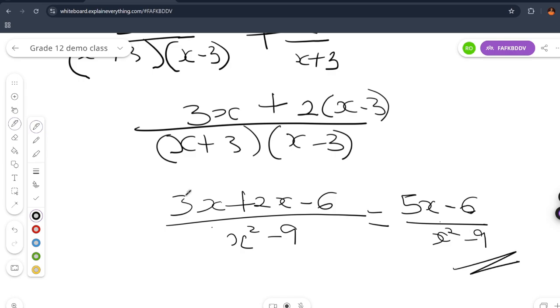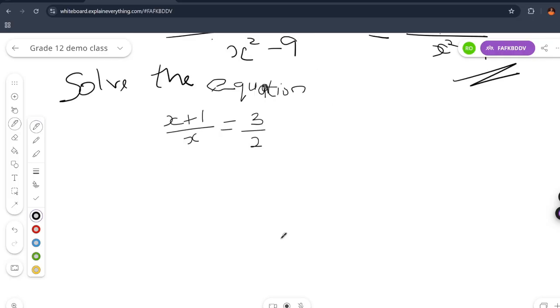This cannot be simplified further. If you look at it, there is no way we can simplify this further. So we've just solved an algebraic fraction. Now let's look at another example. Now we have to solve this equation.